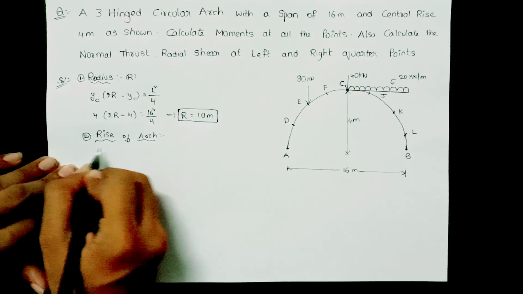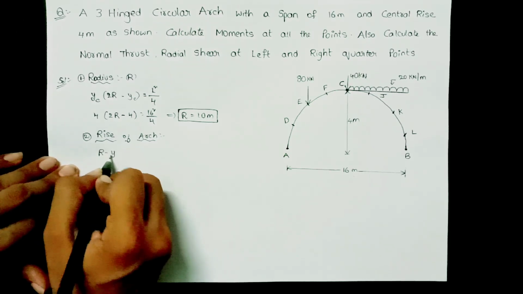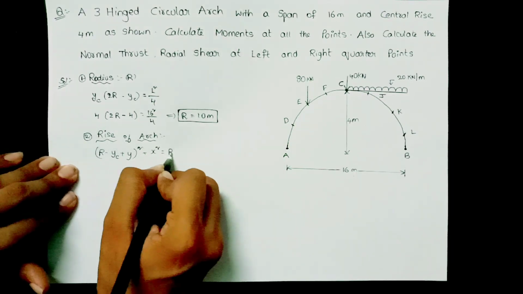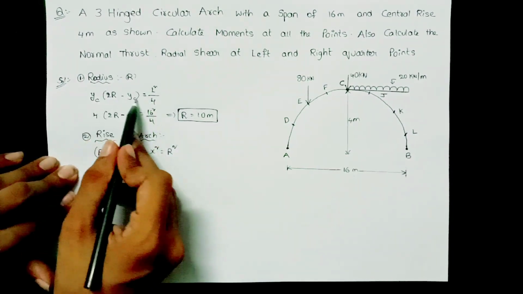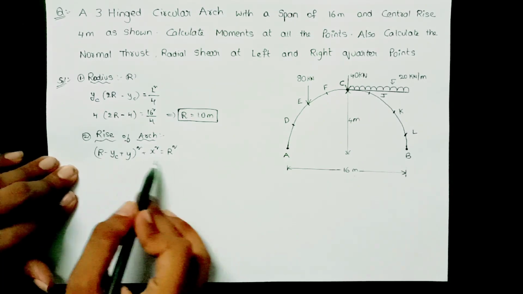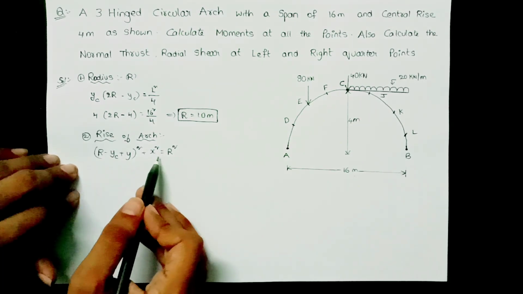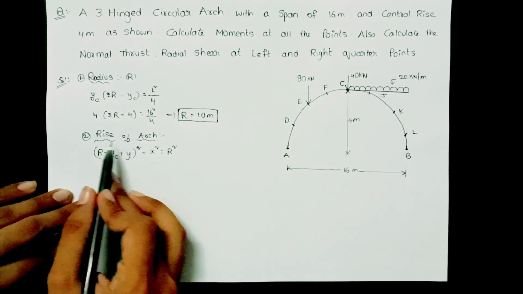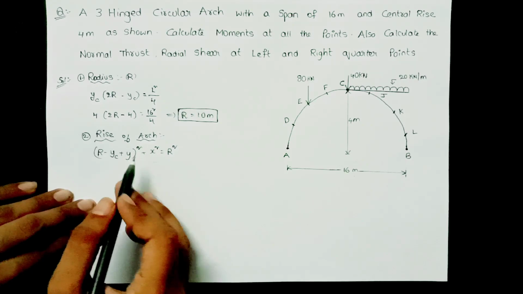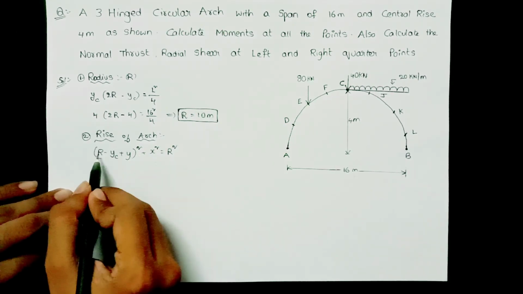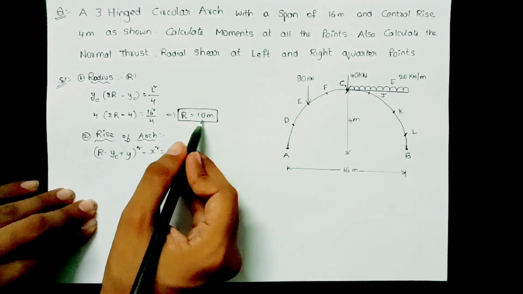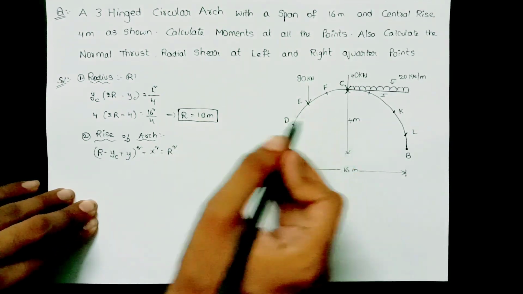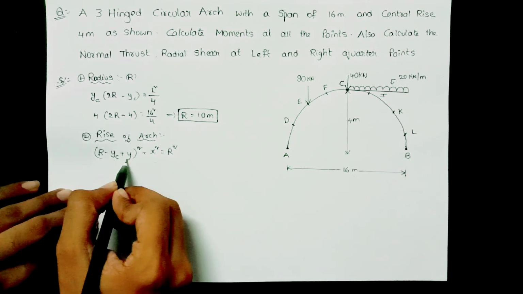In order to calculate the rise of the arch, the general formula is (r minus yc plus y) whole square plus x square equal to r square. I also derived this formula in the previous video, so if you haven't seen that video, you can watch it. This is the formula we need to use for the rise of the arch at various points. In this formula, r is the radius of the arch, which we just calculated, yc is the central rise of 4 meters given in the question, and y is the rise at a particular point.